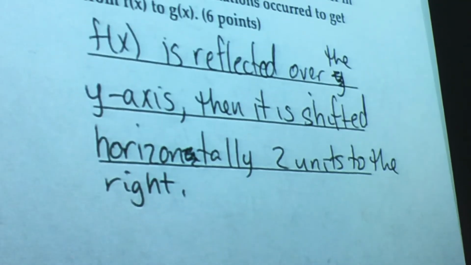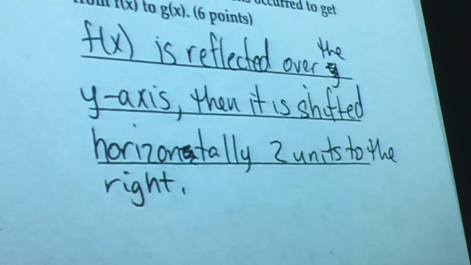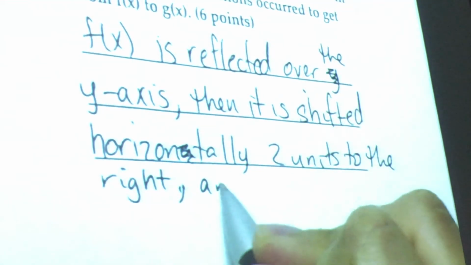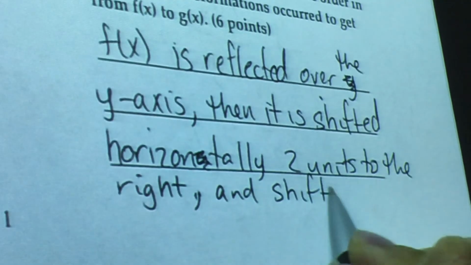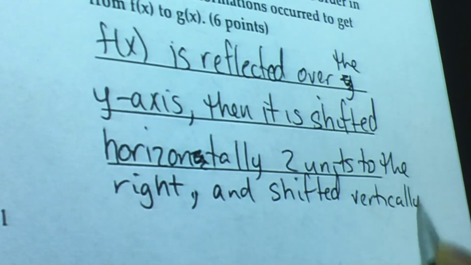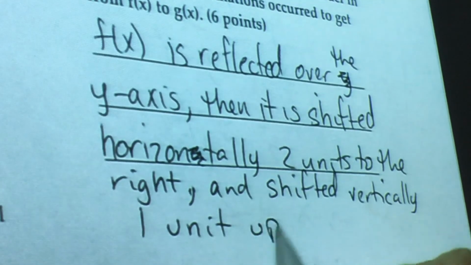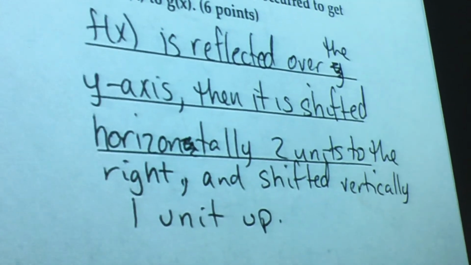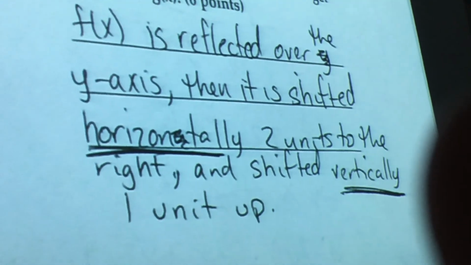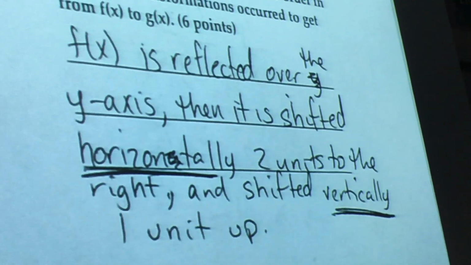If you don't use horizontally and vertically, we're going to take off a couple of points. So if you want 100% of this, the 6 points, we need to make sure we use the word horizontally. And shift it where? Vertically. Thank you. Up 1 unit. 1 unit up. So that's you writing in beautiful, complete sentences. I want to see the word horizontally and vertically. So this is what your test is going to look like on Monday, Tuesday.